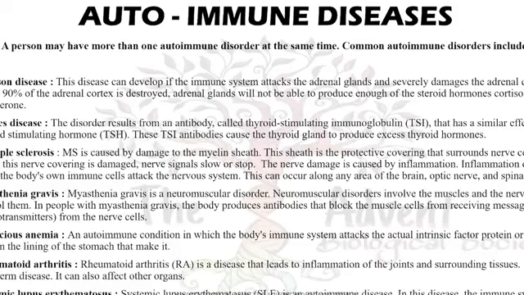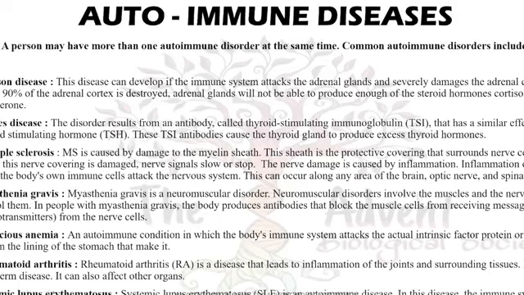So the next thing we are going to discuss is autoimmune disorders. There are several types of diseases that might arise due to the malfunctioning of our immune system, where our immune system targets our own cells. These types of disorders are generally known as autoimmune disorders.